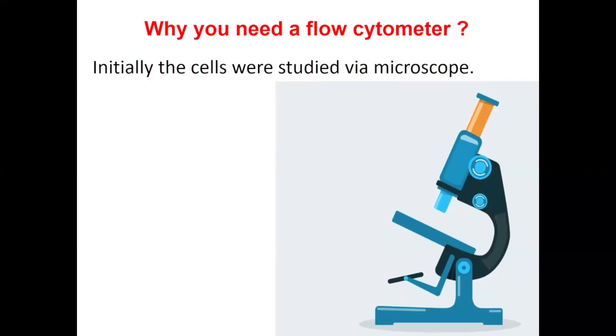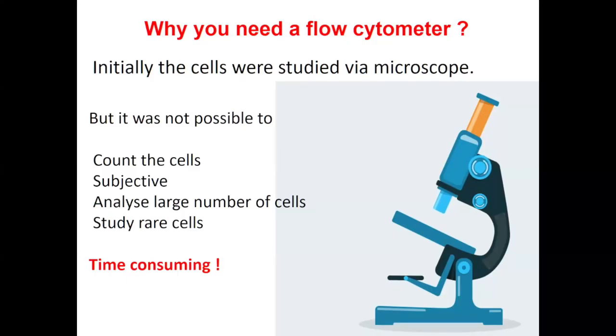But you can just say why you really want a flow cytometer. See, because the microscope is still the gold standard. You can study cells with a microscope. But why do you really need a flow cytometer? The problem with the microscope is that, of course, I understand it's the gold standard, but you cannot count the cells with a microscope, and it is subjective.